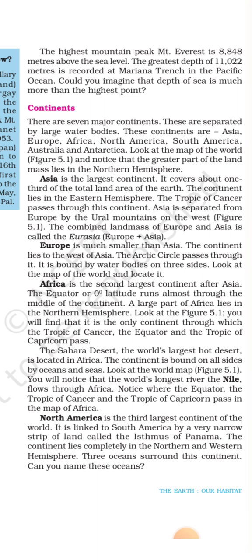The Arctic Circle passes through it. It's bound by water bodies on 3 sides. तीनों साइड से ये पानी से घिरा हुआ है, and you will see it in the map.